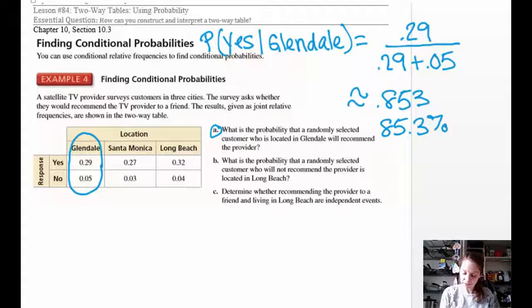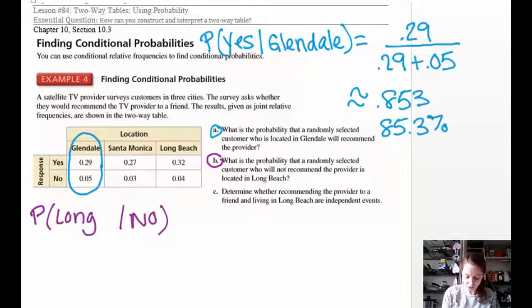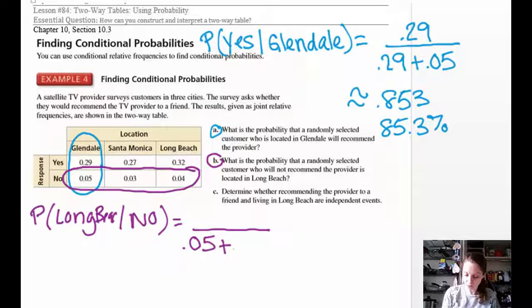B. What is the probability that a randomly selected customer who will not recommend the provider is located in Long Beach? So I want to find the probability given no that they are in Long Beach. So given no, that is going to be my denominator, the sum of all the conditional relative frequencies in the row no.